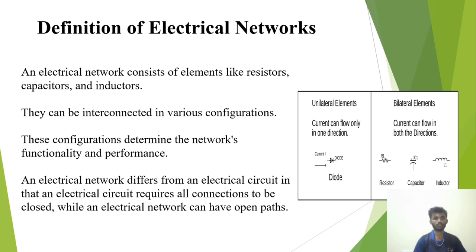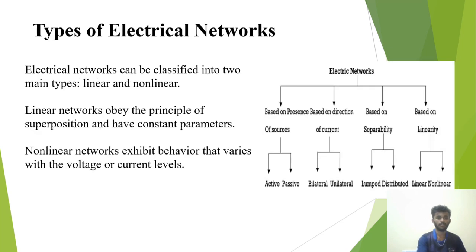Definition of electrical networks. An electrical network consists of elements like resistors, capacitors, and inductors. They can be interconnected in various configurations. These configurations determine the network's functionality and performance. An electrical network differs from an electrical circuit in that an electrical circuit requires all connections to be closed, while an electrical network can be open.